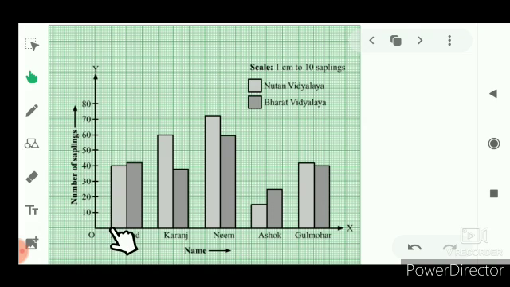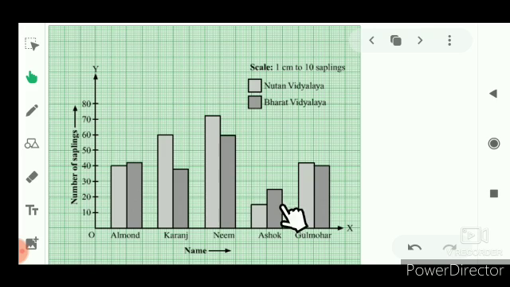For Nutan Vidyalaya we have taken the light gray color, and for Bharat Vidyalaya the dark gray color. So the number of saplings for almond is 40 for Nutan Vidyalaya and 42 for Bharat Vidyalaya. Likewise, for karanj the number of saplings is 60 for Nutan and 40 for Bharat Vidyalaya. In the same manner, we can draw the graph of both the schools.